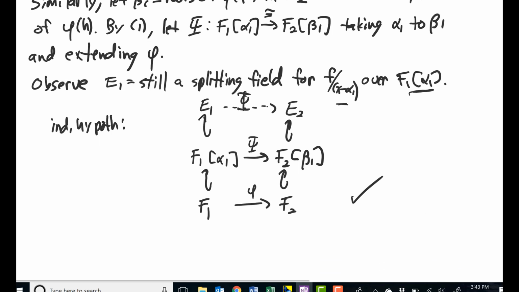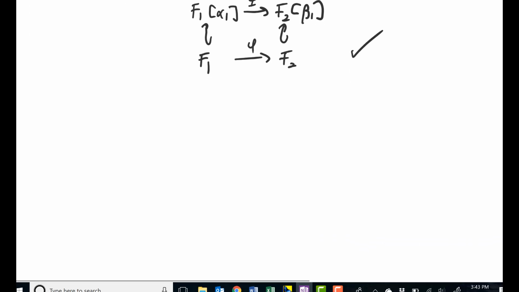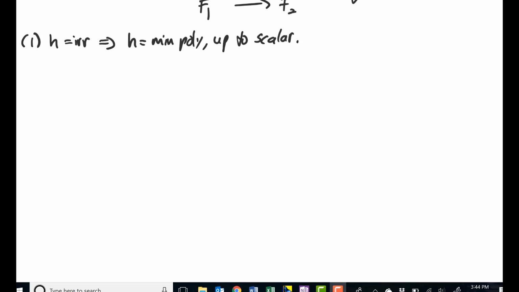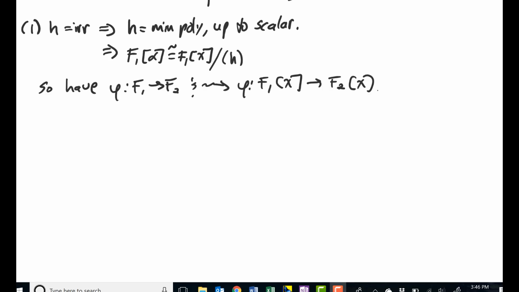So everything comes down now to simply part 1. So let's turn to that one. All right, so now we've got h, an irreducible polynomial, and we want to extend phi up to cover just one root. We see, of course, since h is irreducible, it'll be the minimal polynomial, at least up to scalar. In particular, this field F1 attach alpha, as we already know, is the polynomial ring F1 attach x mod out by the ideal generated by h.